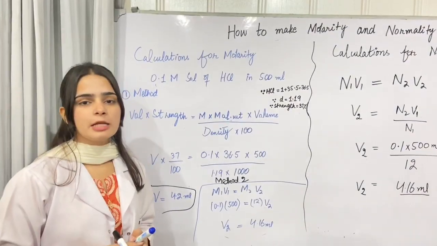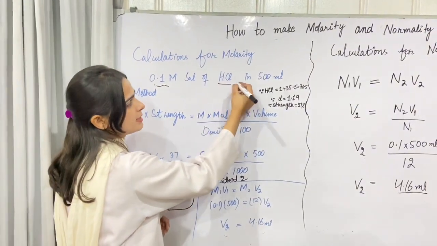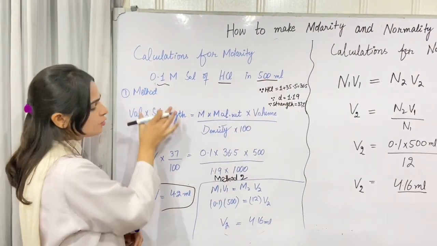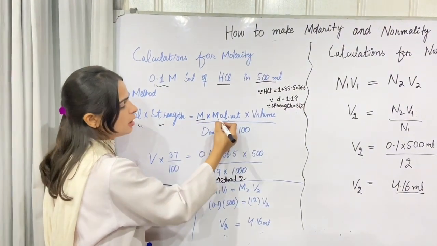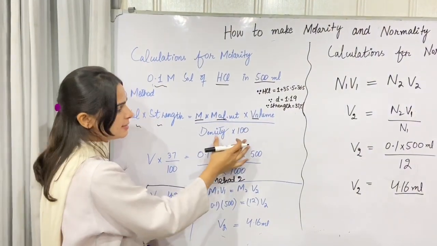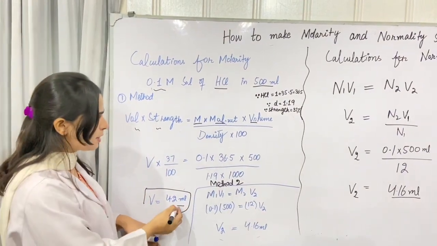Now we will perform calculations for HCl to make 0.1 molar solution of HCl in 500 ml. There are two methods. First method is this: volume is equal to strength into molarity into molecular weight into volume, divide by density and multiply by 100. When we put all these values, we will get the volume, which is 4.2 ml.